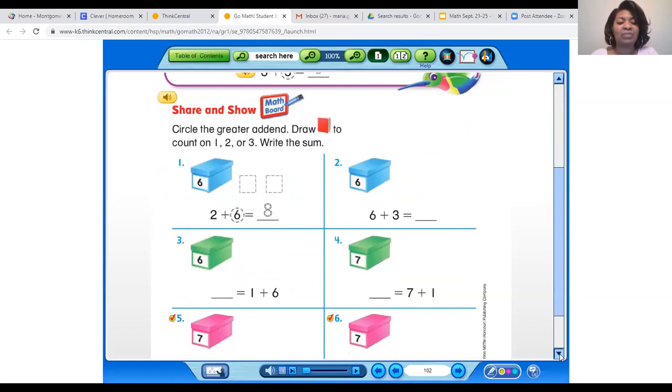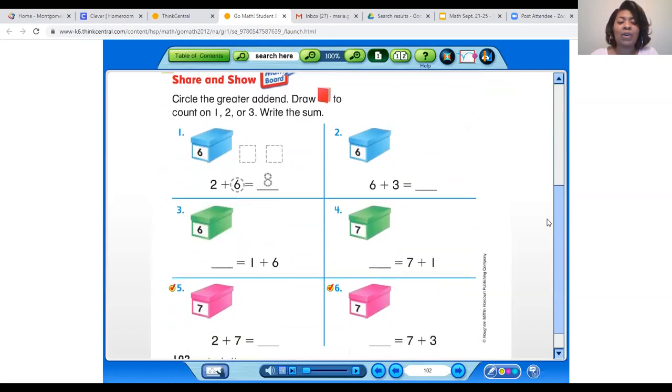Let's look at numbers 1, 2, 3, 4, 5, and 6. We'll do those together. All right, so we're going to circle the greater addend. You can draw little squares to represent the books to help you count on 1, 2, or 3, and then we're going to write the sum, or the answer. So in this one we have 6, and how many did we add? 2. So it has 2 plus 6. What number is bigger, 2 or 6?